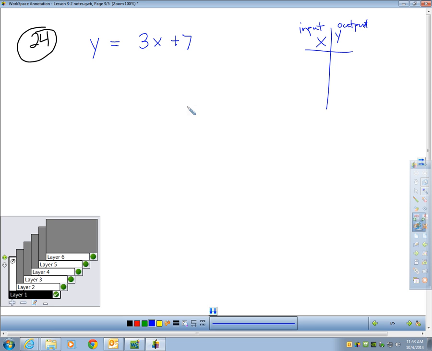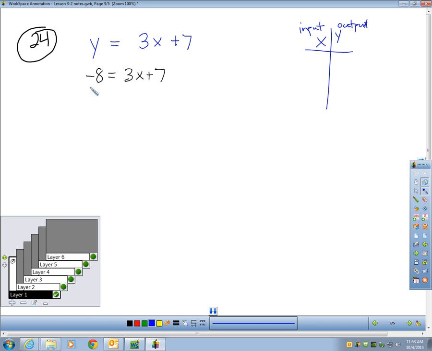Now, here's the next part. Find the input, so find x, when the output is negative 8. So I want to replace y, which is the output, with negative 8, and that equals 3x plus 7. I'm not going to write down all this again, but let's think about each step. Step 1, write the problem. I did. Step 2, let's try to simplify.